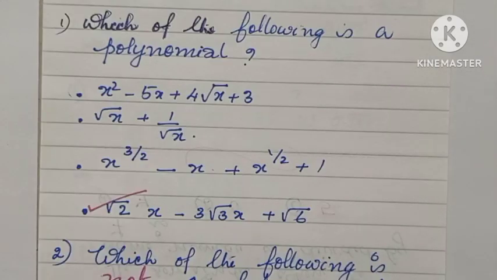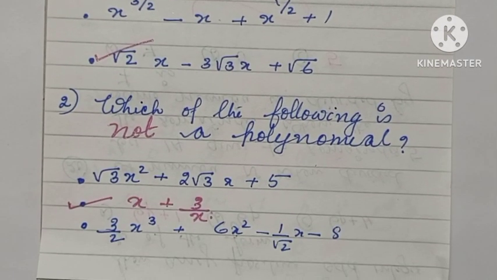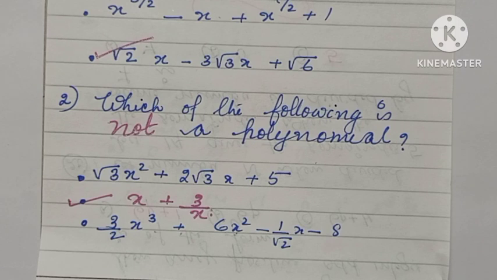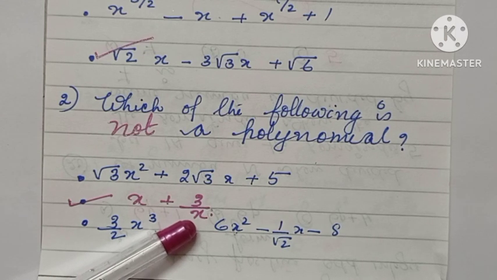Which of the following is a polynomial? From this we can see root 2x minus 3 root x plus root 6 is a polynomial. Next one is, which of the following is not a polynomial? We know that expressions like 1 by x and root x are not polynomials. Therefore, x plus 3 by x is not a polynomial. Here the power of x is negative 1.